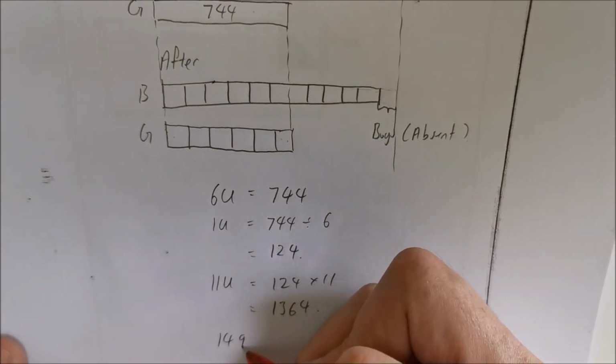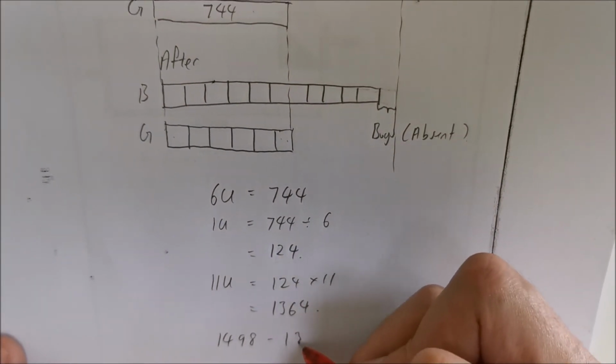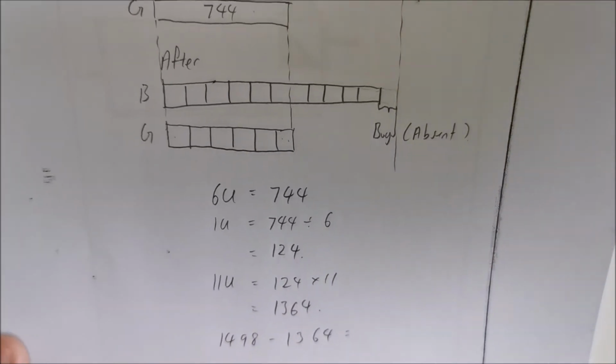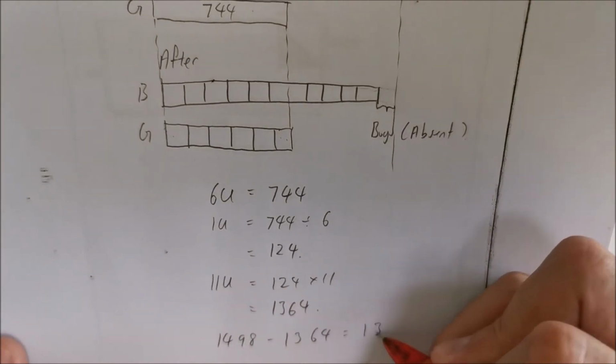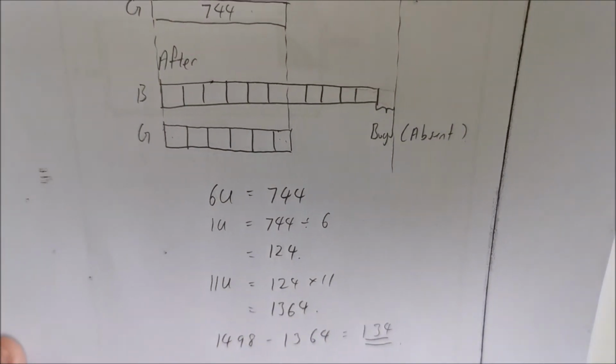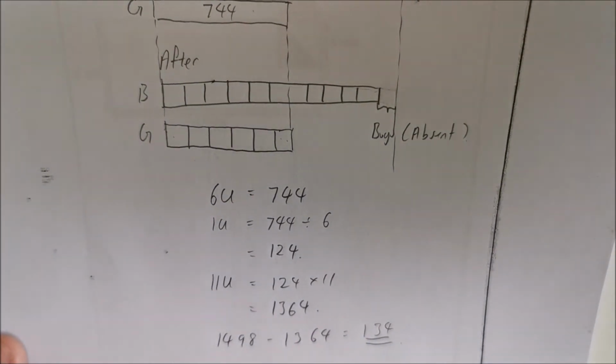So 1498 minus 1364. I can get the answer as 134. So 134 boys were absent for the competition.